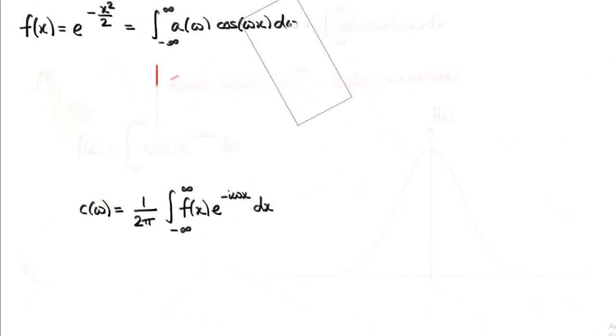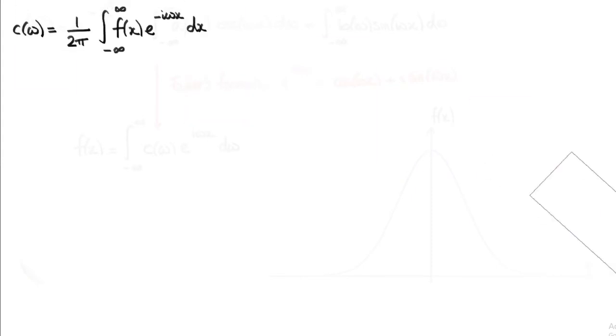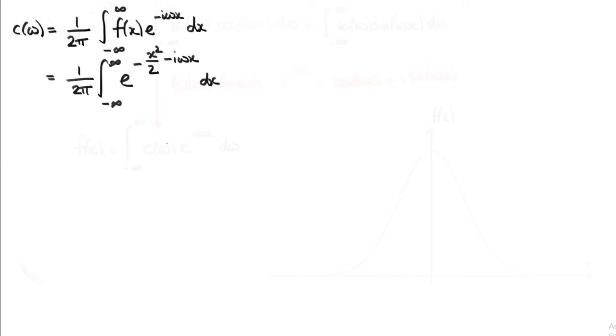If we substitute in the value of f of x, we get e to the minus x squared over 2, and this can be combined with the already existing exponential. So we get c of omega is equal to 1 over 2 pi multiplied by the integral of e to the minus x squared over 2 minus i omega x. And this formula can most easily be simplified by completing the square. That involves removing a factor of minus 1 over 2, and then we're left with x plus i omega squared plus omega squared. If you can't remember how to complete the square, then you can just expand out the brackets and check that this formula is correct, remembering that i squared is equal to minus 1.